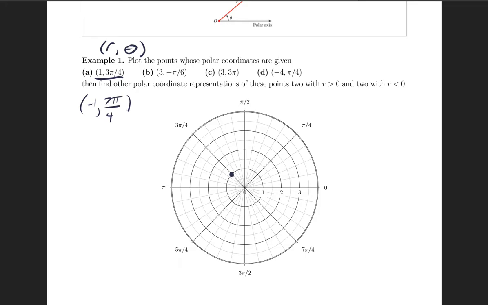Let's do this again for B. So B, here I have negative pi over 6, which is somewhere along here. These are even marks, so pi over 6 isn't quite on it, so just do it right about here. And we're going to go 3 steps out, so here. If I drew that out, here is my theta. My theta here is negative pi over 6, and then my radius here is 3.